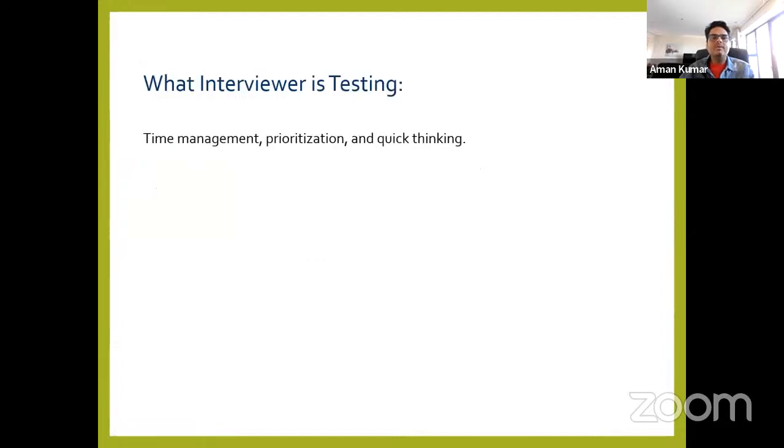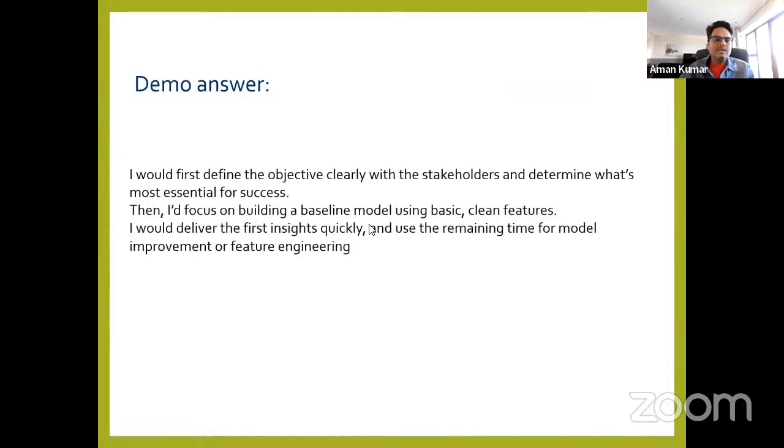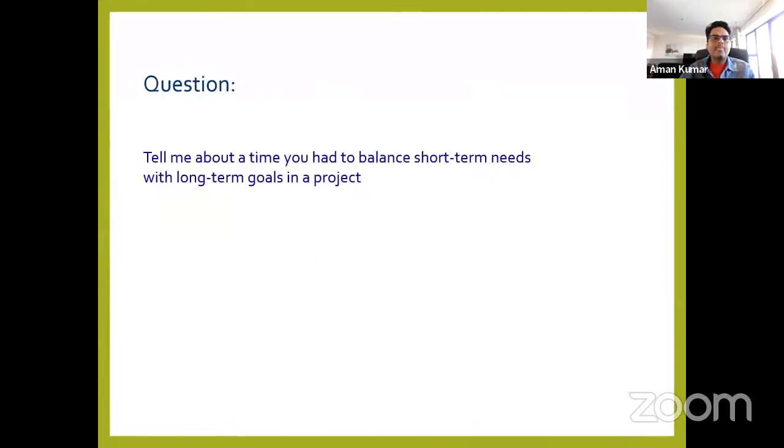So this question covers time management, priority, and quick thinking because you have very, very little time and you are delivering something like an MVP and then improving that MVP. So this answer covers those three aspects on which you are being tested. So you have to understand the intent and then you can frame your answer. That is the theme of today's live.